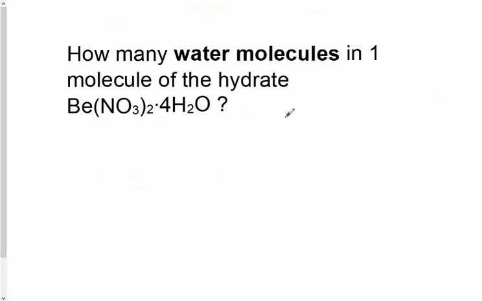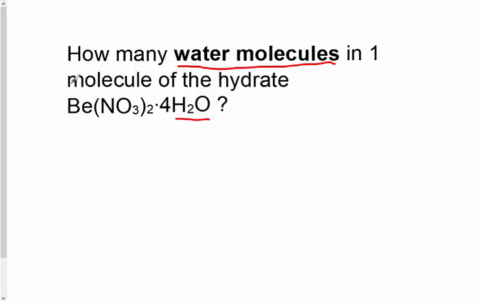Here we've got: how many water molecules in one molecule of the hydrate beryllium nitrate tetrahydrate? This time we're only interested in water molecules. All of these questions where we're looking at the number of atoms in a molecule, we just want to be careful, and take our time to make sure that we're looking at the right element or reading the question correctly. So in this case, because I'm looking at water molecules, I'm only interested in how many H2O or water molecules are in this hydrate, in this compound.